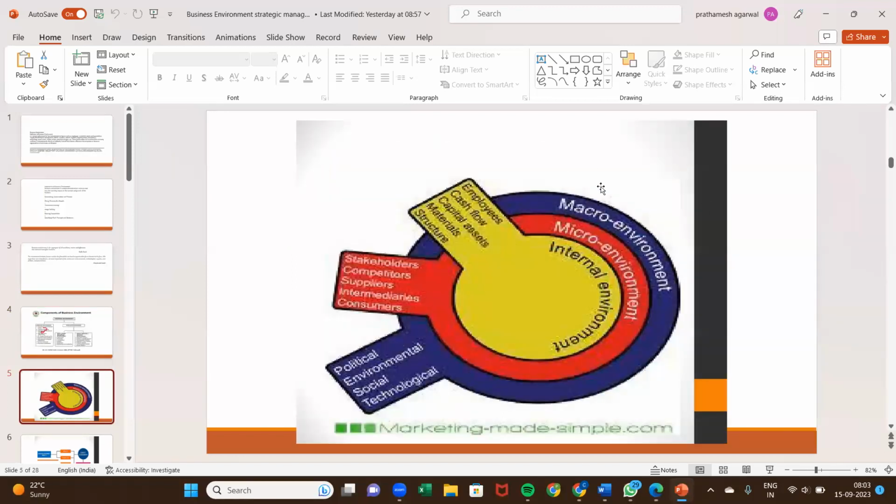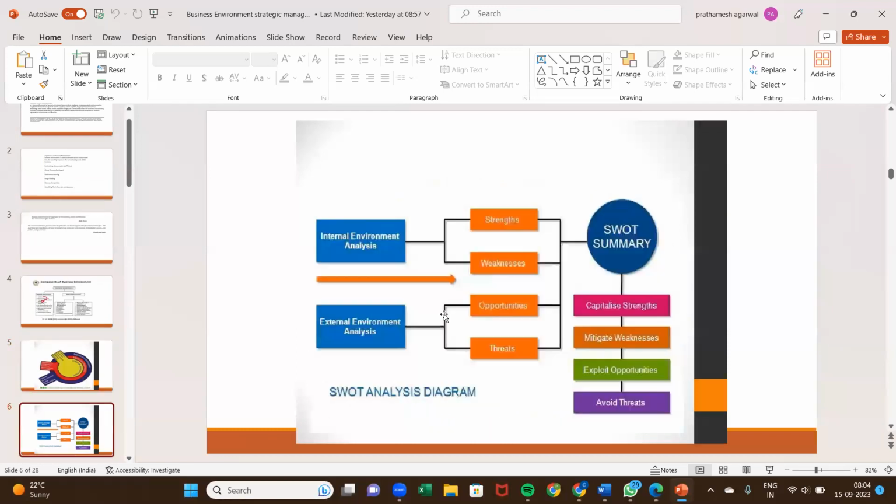Now this is the lock and key method. Outside is the macro environment, which, as we saw in the previous chart, covers political, environmental, social, and technological factors. Then we have the micro environment, which consists of the shareholders, competitors, suppliers, then the intermediaries and the consumers. Then we have the internal environment, whose components are employees, cash flow, capital assets, materials, and structures. Now, this is a brief revision for students who had not come yesterday.